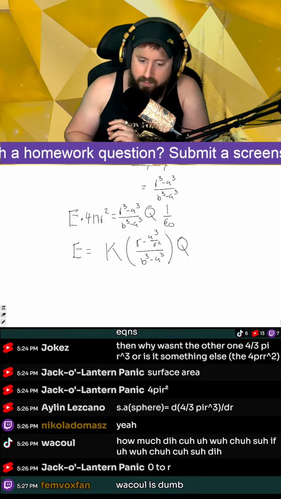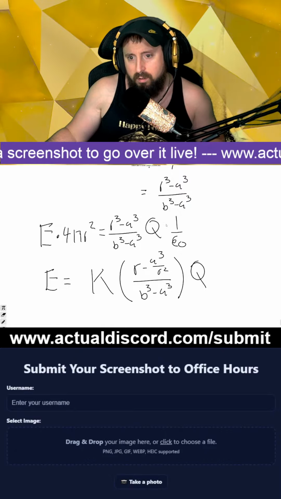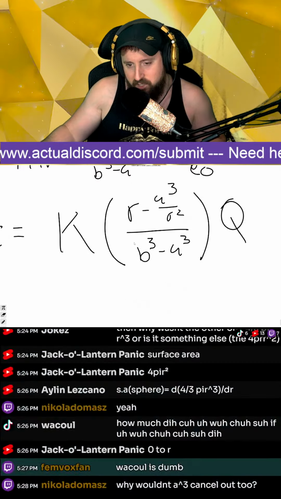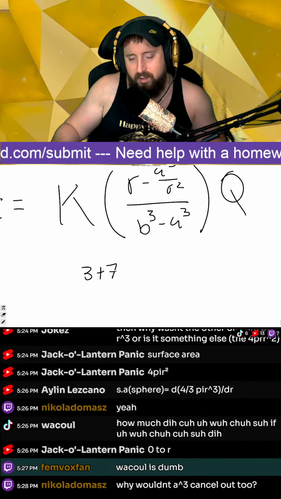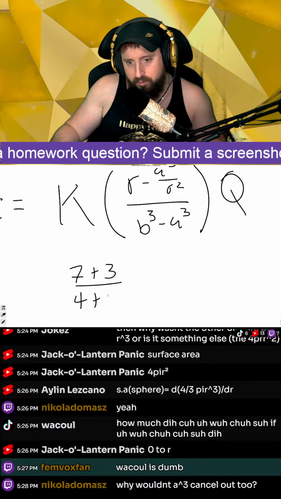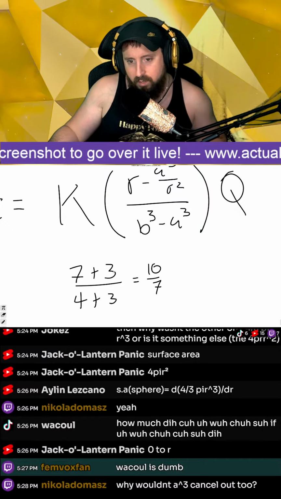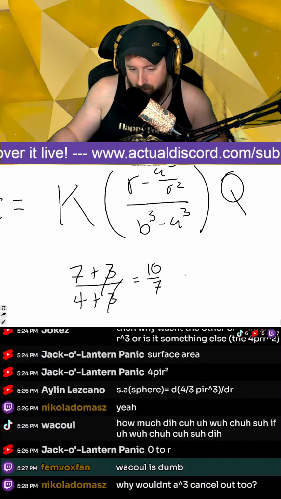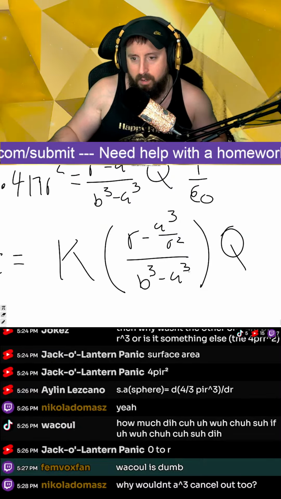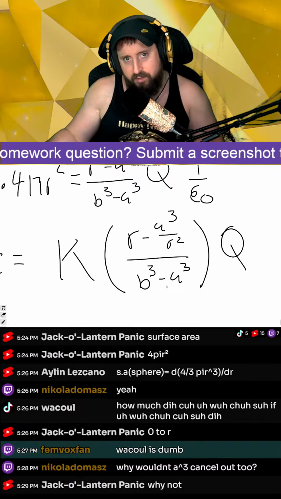And then you can always look at the limiting case. Why wouldn't the A cancel? Because it's not by itself. It's two things in a fraction. If you have, for instance, 7 plus 3 over 4 plus 3, you can't just cancel this. This is actually 10 over 7. If I just canceled these, I would get 7 over 4, which is wrong. The A would need to be present in every single term. Whenever your denominator has something like this, you can't really mess with it.